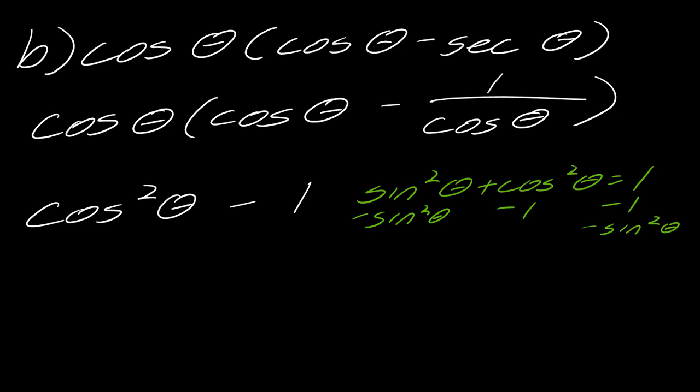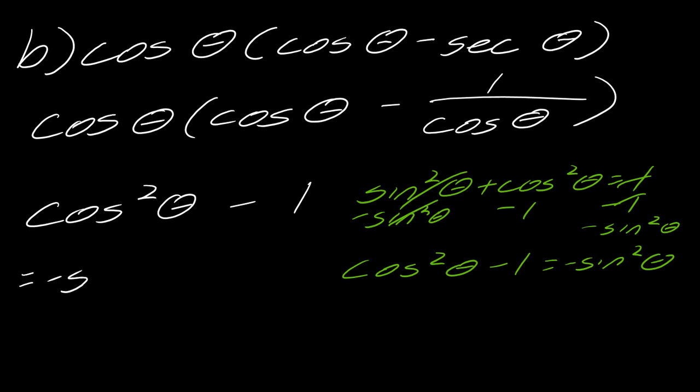Okay, so you see how I did that? So then these sine squared thetas drop out, these 1's drop out. So I've got cosine squared theta minus 1 equals negative sine squared theta. So my final answer then is negative sine squared theta. And so that's the most simplified form.